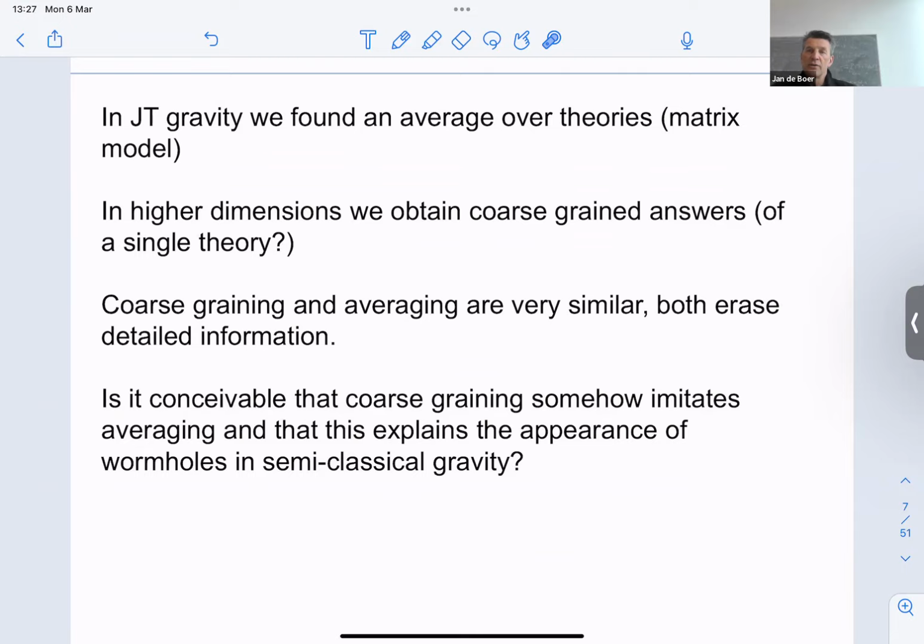So you may wonder whether maybe this coarse graining, which is inherent to the low energy effective field theory of gravity, whether that coarse graining is somehow imitating averaging, and that is the thing that explains the appearance of wormholes in semiclassical gravity.